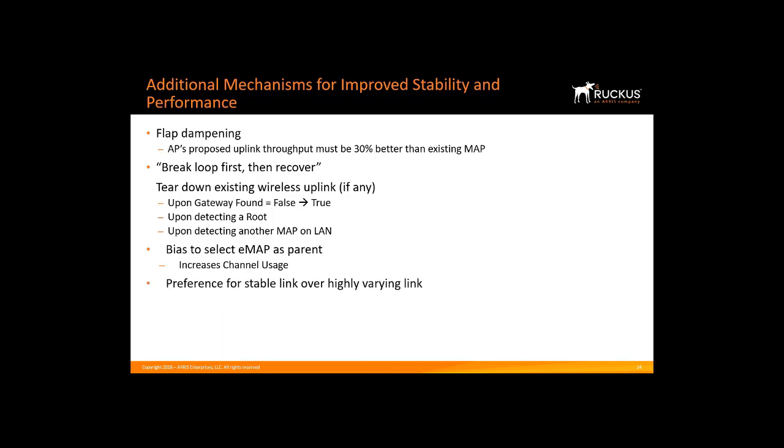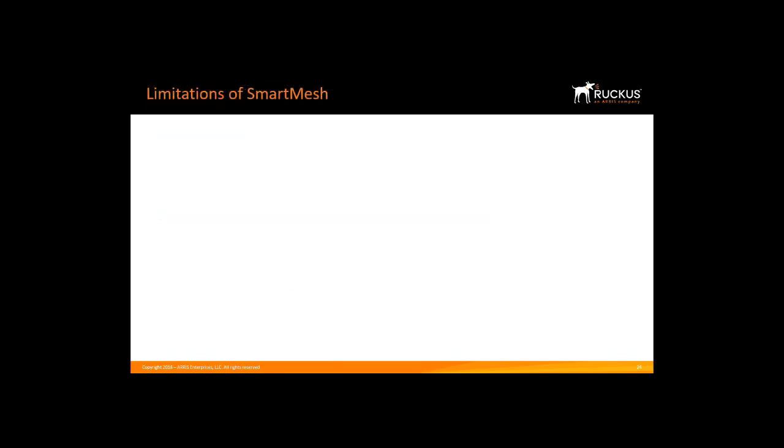SmartMesh will also evaluate paths and select stable links over highly varying links. These are just a few of the mechanisms for improving stability and performance in SmartMesh. Let's review some of the limitations of the SmartMesh technology. During the consensus period, the LAN may drop packets. This may result in outages for up to 5 seconds.